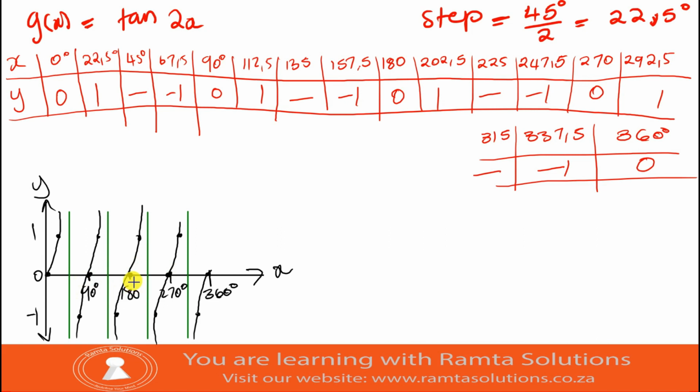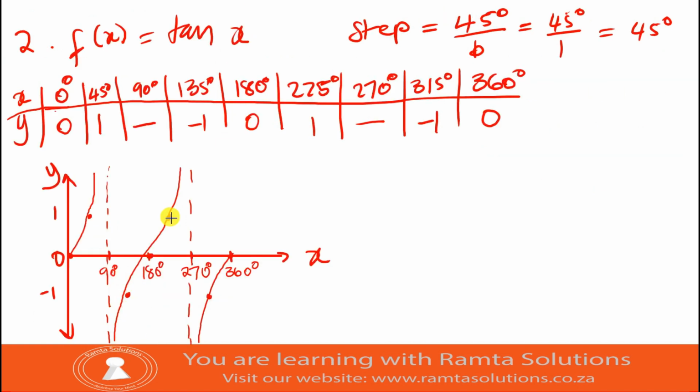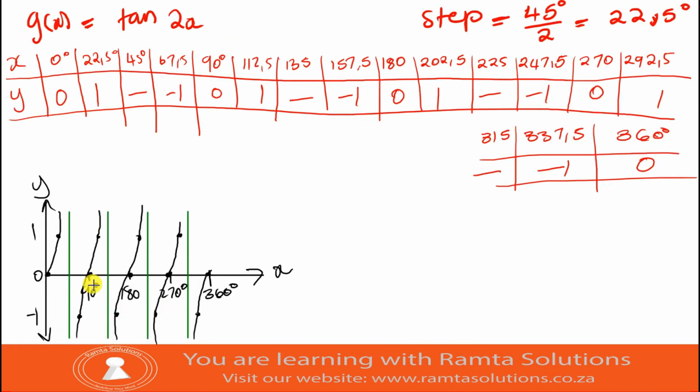And as you can see, we said the period is 90 degrees. In the previous graph, everything was happening in 180 degrees, but here, before you get the next interval, it only takes 90 degrees to get the next asymptote. Can you see that? And this is how you deal with tangent graphs.